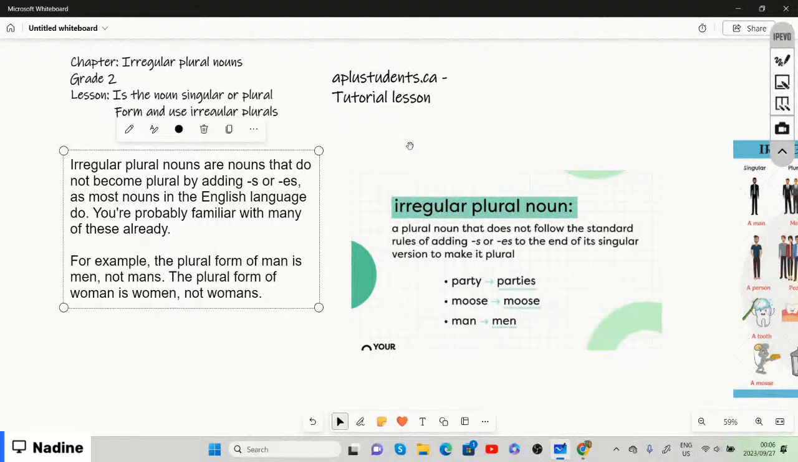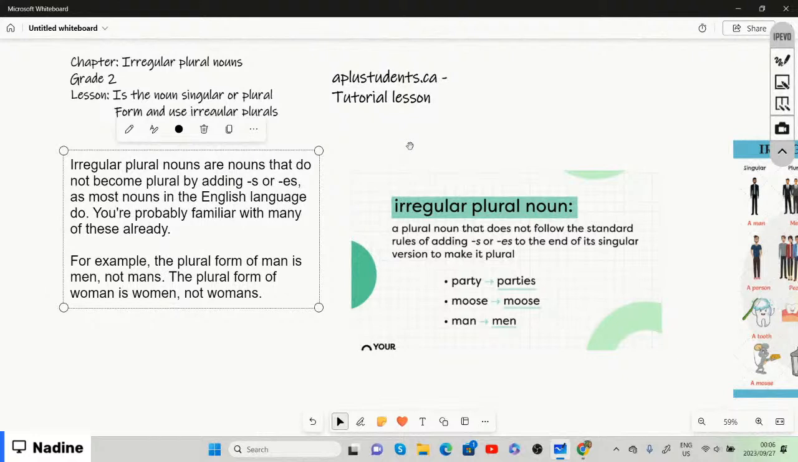But when it comes to irregular plural nouns, we don't just add an s or an es, as most of our nouns in the English language do. Because with irregular plural nouns, we can't say that we are following specific rules that say we need to do this and we need to do that.